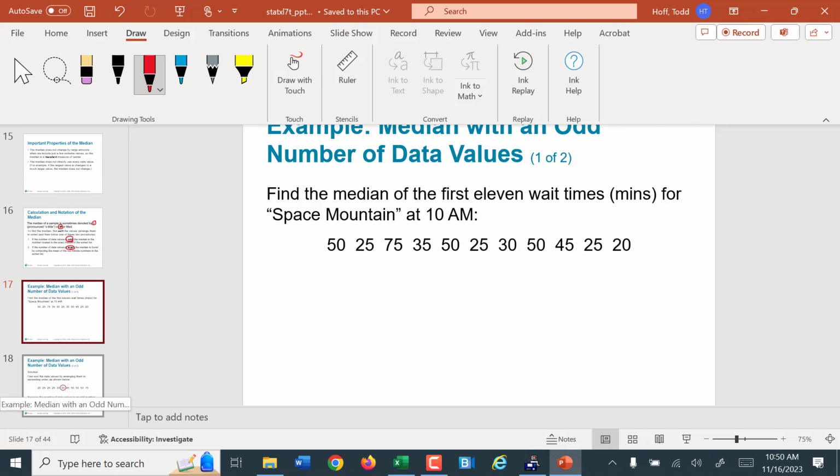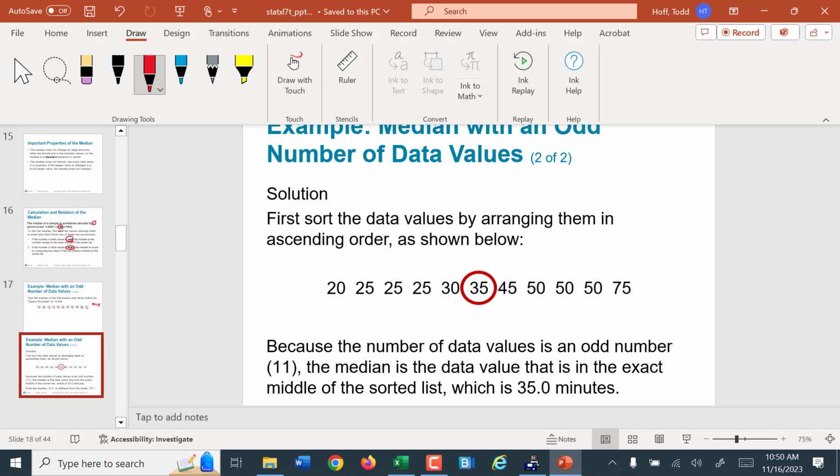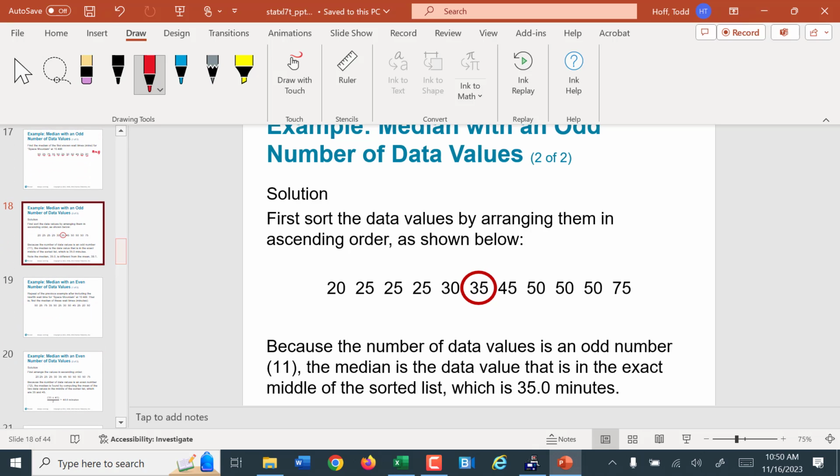So here's an example where we have an odd number. It's the same data set we had before: 1, 2, 3, 4, 5, 6, 7, 8, 10, 11. So yes, it's the same numbers, 11 data points in there. The first step would be to put them in order from smallest to largest. So here they've got them put in order.